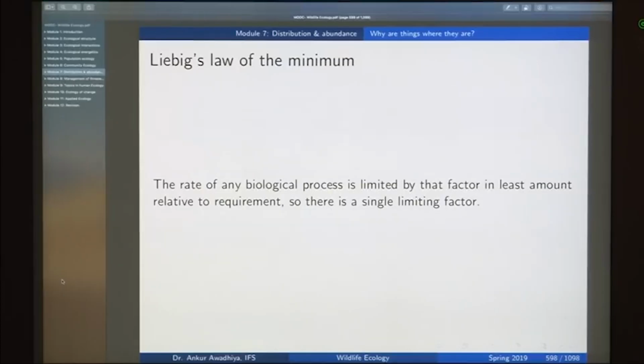Now, next we move on to Liebig's law of the minimum, which says that the rate of any biological process is limited by that factor in least amount relative to requirement, so that there is a single limiting factor. So, if you have n number of requirements, the one that you have the least amount of is going to be the limiting step.